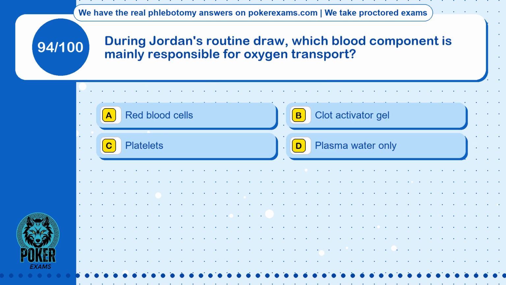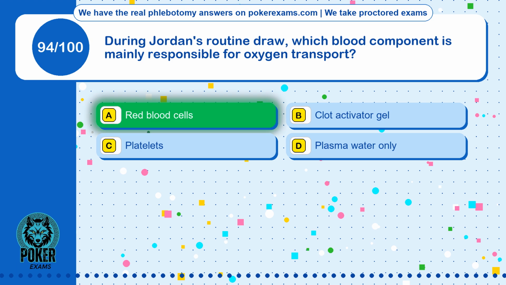Question 94. During Jordan's routine draw, which blood component is mainly responsible for oxygen transport? Option A, red blood cells. Option B, clot activator gel. Option C, platelets. Option D, plasma water only.